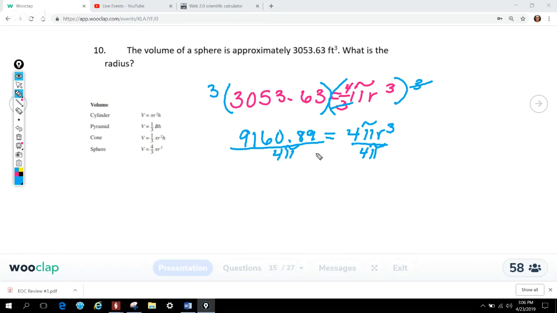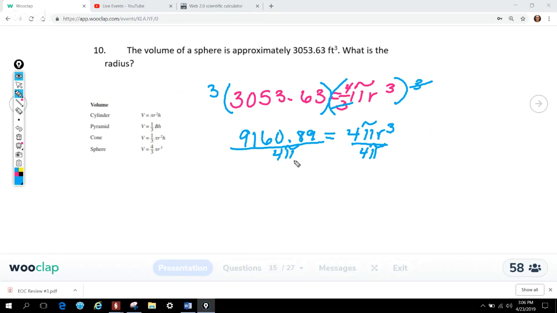You could divide the whole thing by 4/3. The issue is the calculator you're going to get on the EOC won't let you do that. If you have nicer calculators, yes, you can do it that way.